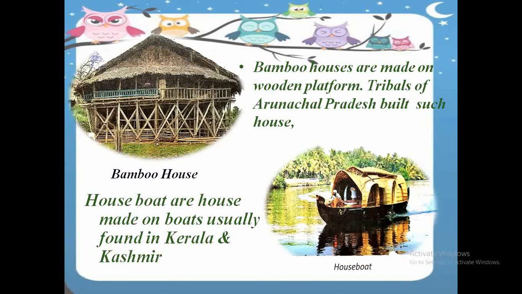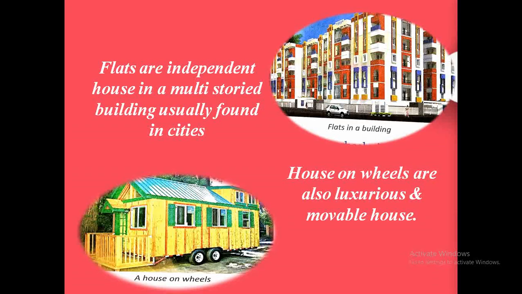Now another type of house is the houseboat. As is clear from its name, the house is made on boats. Such houses are usually found in Kerala and Kashmir, where there are a lot of water bodies.